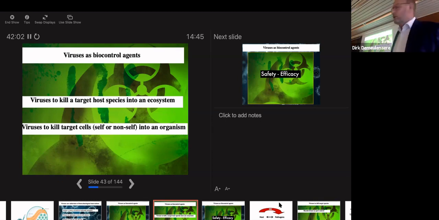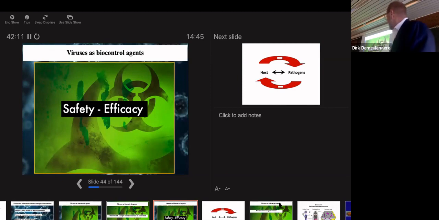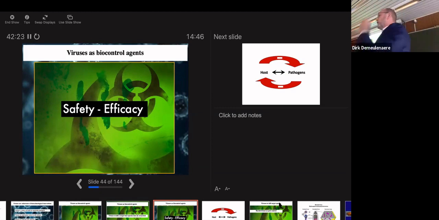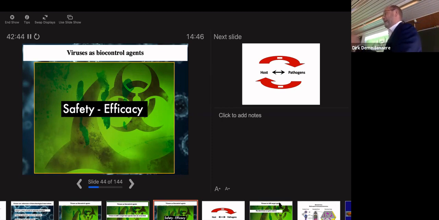Now, this is very important. I already stressed the importance of safety and efficacy, but I'd like to come back on this. So in terms of safety, if you use a virus to kill a target species in the ecosystem or cells in an organism, one obvious aspect of the safety is that your virus kills what you want to kill and does not kill the others. If you distribute a virus that kills the rabbit, but it kills also the squirrels, young boys, etc., it's not useful. You want to have something highly specific. And this is quite obvious in terms of safety.